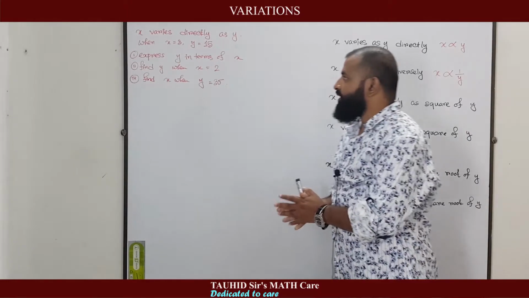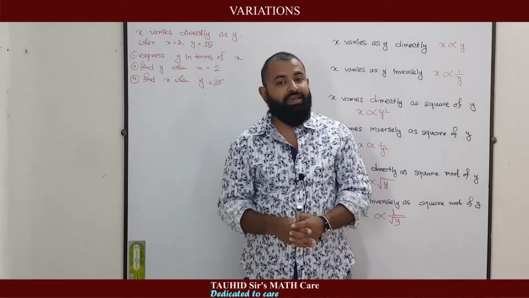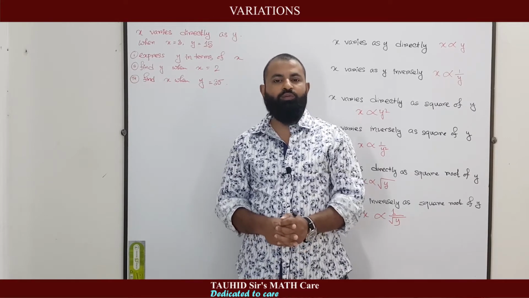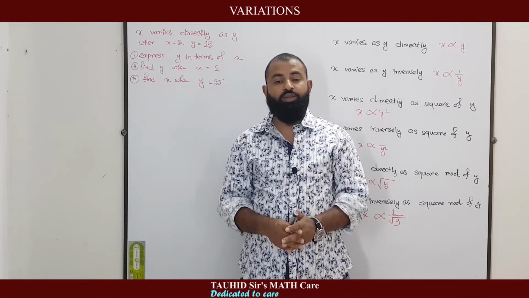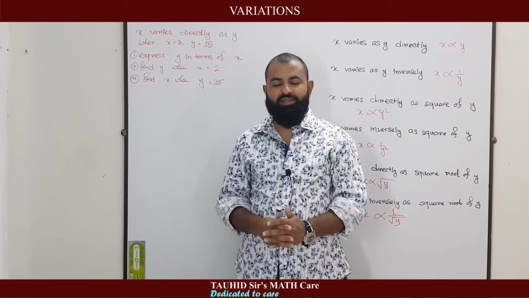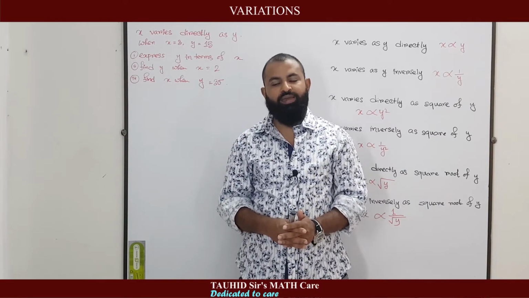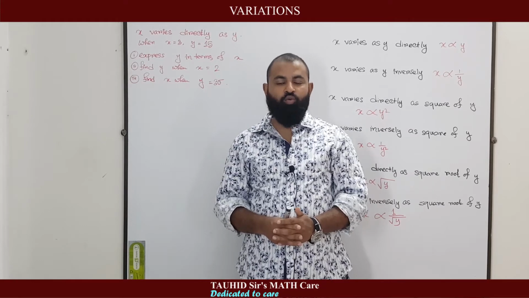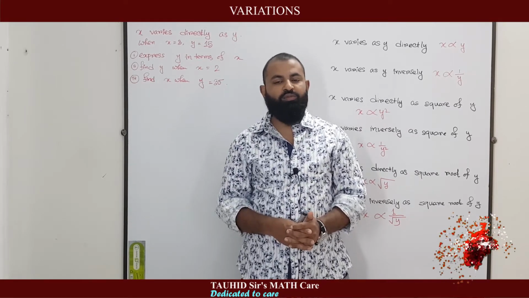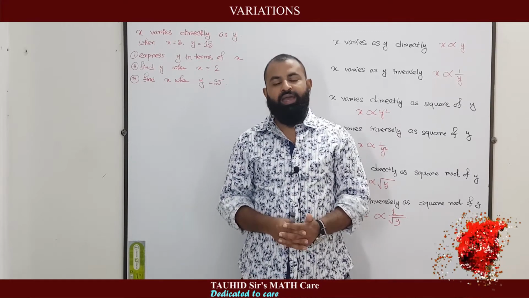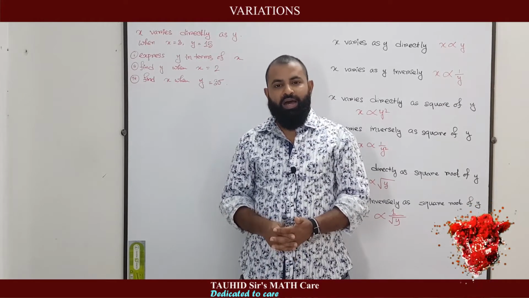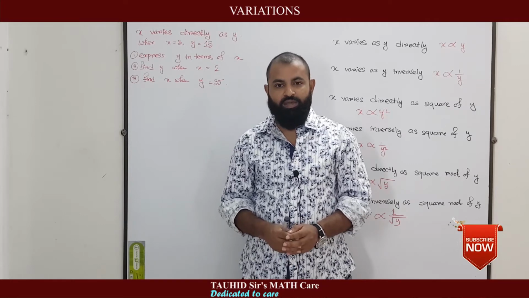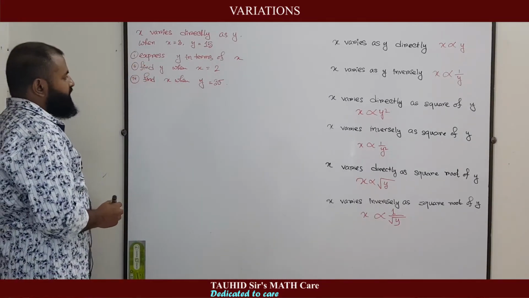You can see that the question says that x varies directly as y, and given that when the value of x is 3, the value of y is 15. Now in question number 1, you are asked to find the expression of y in terms of x. In question number 2, you are asked what will be the value of y if the value of x is 2, and in question number 3, you are asked what will be the value of x if the value of y is 35. So let's solve the question.